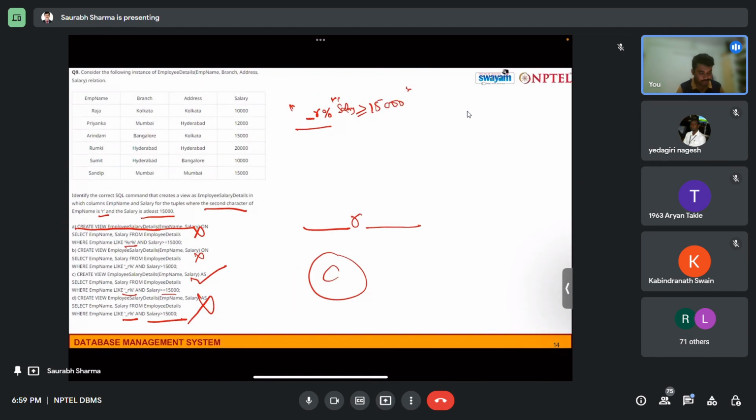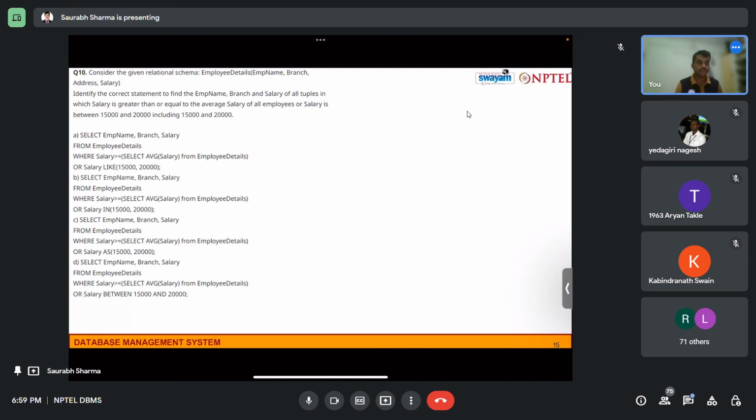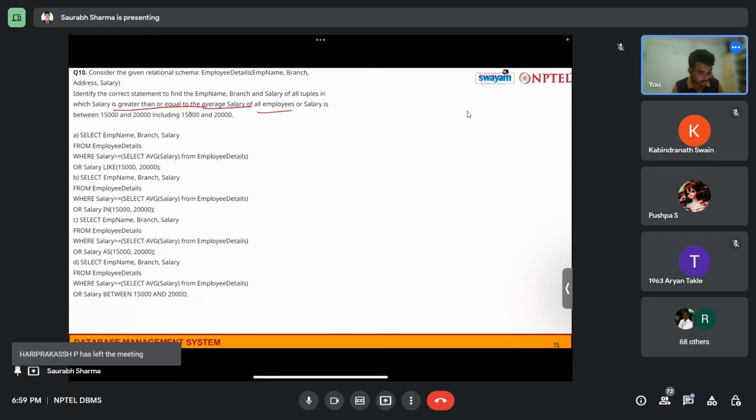Okay, coming to the last question of today's class. Anyone who has any doubt, you can write on chat. Okay, so it is giving: consider the given relation schema, employee details: employee name, branch, address, salary. The correct statement to find employee name, branch, salary of all tuples in which salary is greater than or equal to the average salary of employees or salary is between 15,000 including these two. Okay.